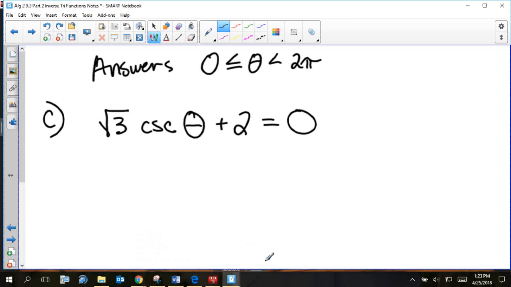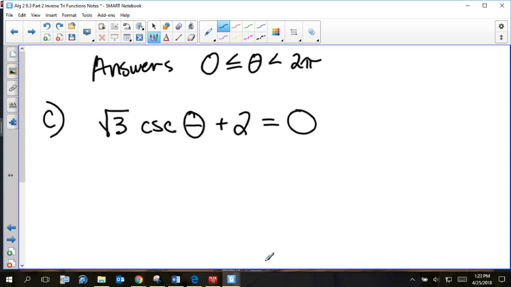So the directions say that we're going to put our answers, our thetas, between 0 and 2 pi. What does that mean about my degree, or my angle that I find? In radians, it's not degrees. We can think about it in degrees, but our final answer has to be in radians.